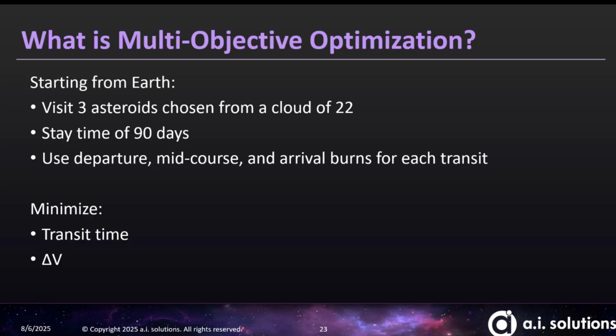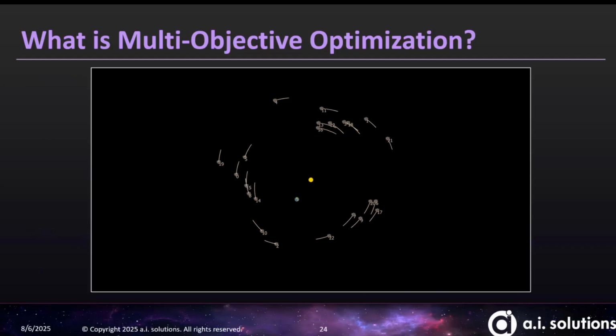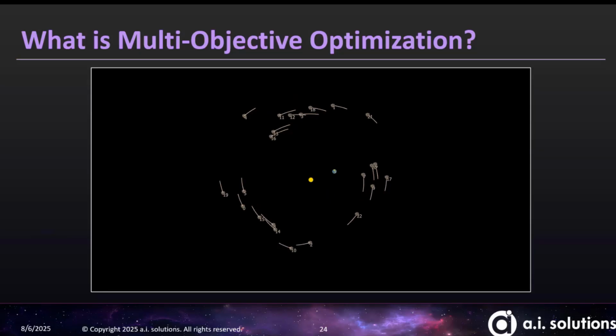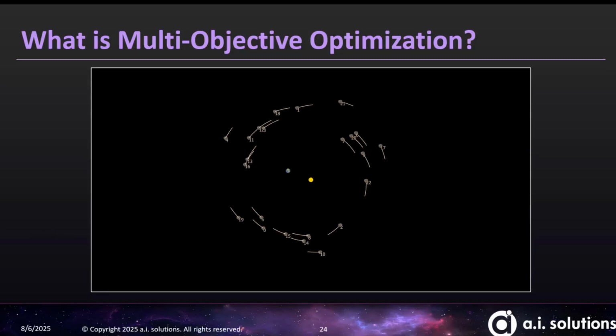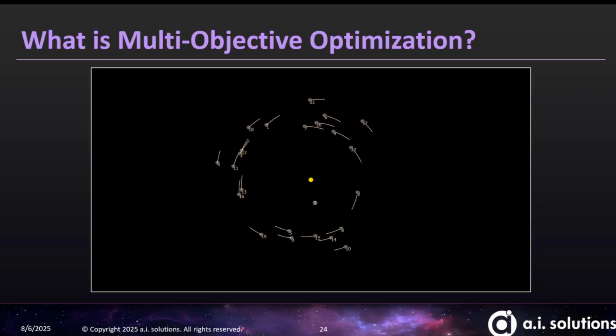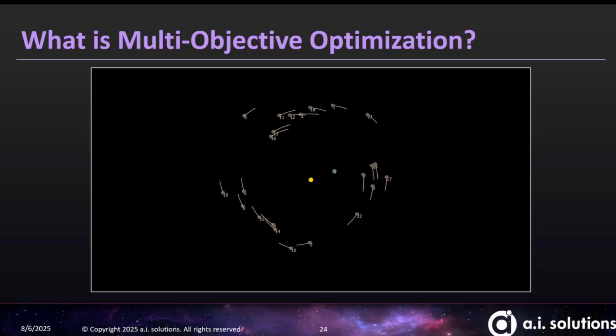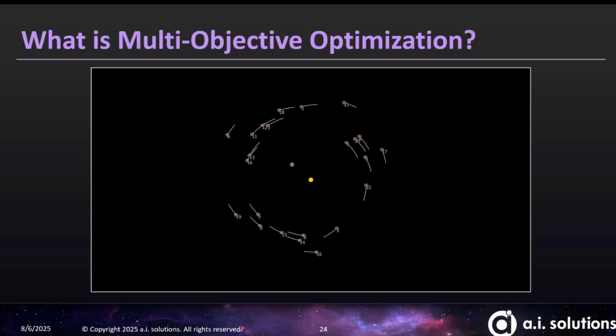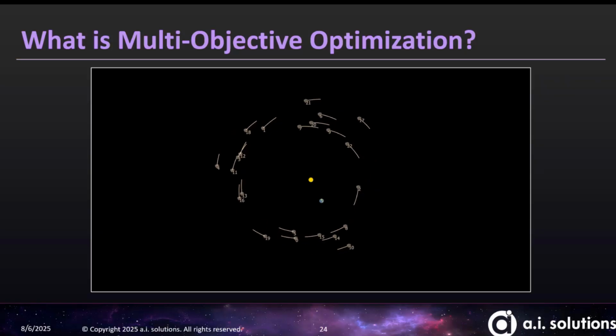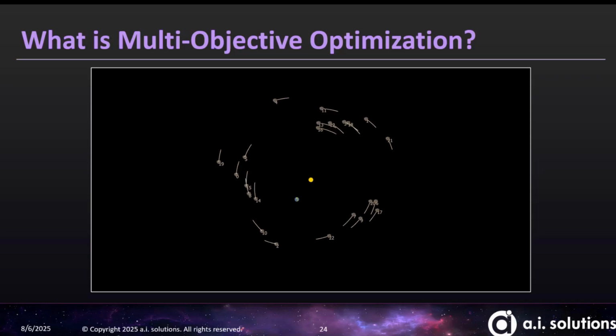Now, depending on which asteroids we choose from the cloud, those are going to determine what the total transit time and total delta V of the trip is going to be. So, say we go from asteroid 14 to asteroid 2 to asteroid 22. That's going to give us a certain total transit time and certain delta V. And if we pick a different sequence of 3 asteroids, that is going to change what that total transit time and delta V ends up being.